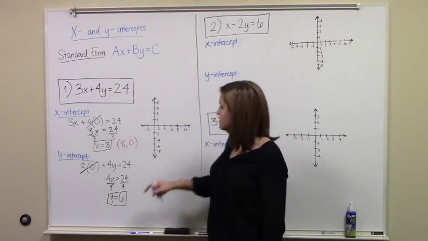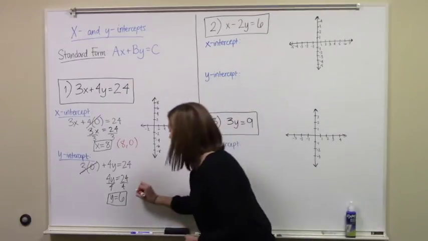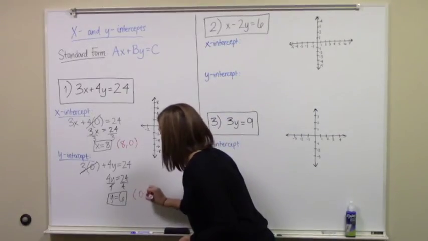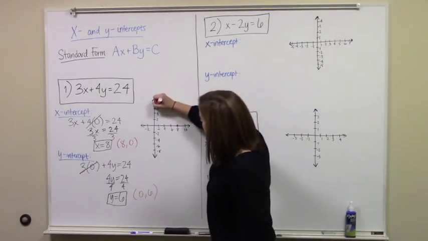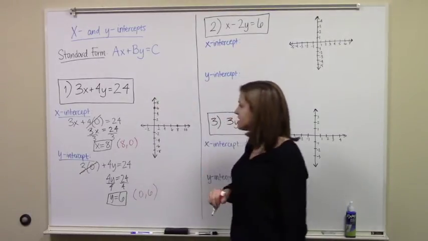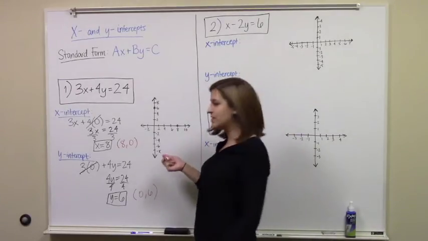Likewise, our y-intercept is at 6, so this is where x equals 0. So our coordinate point here is 0, 6. And I can find that on my graph up here. It is on the y-axis. And now I can easily connect these 2 points, and that will be my line.